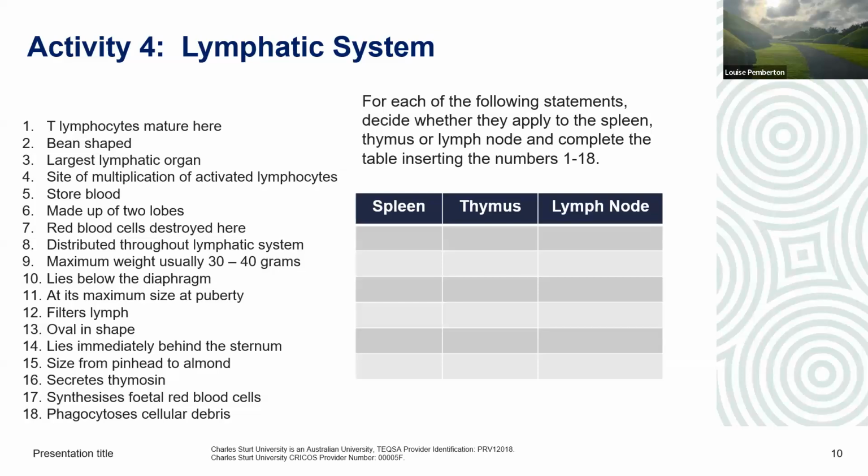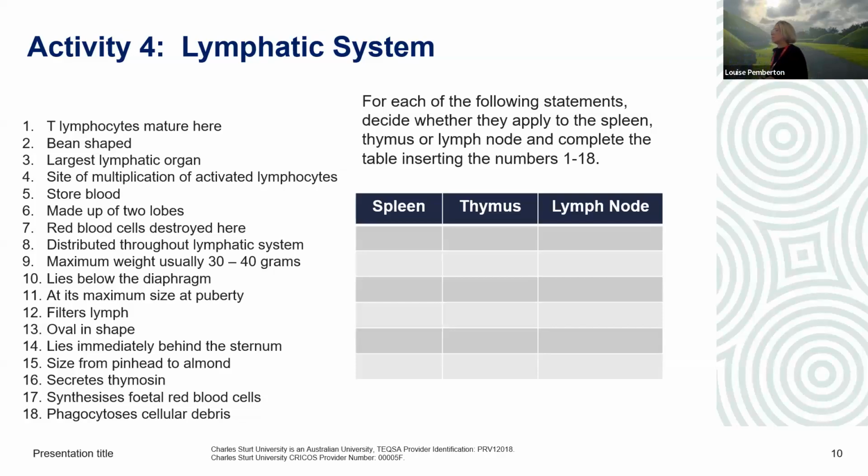Filters lymph nodes, oval in shape, lies immediately behind the sternum. And can be a pinhead size to an almond. Lymph node secretes thymosin. Thymus synthesizes fetal red blood cells. And then phagocytoses cellular debris.